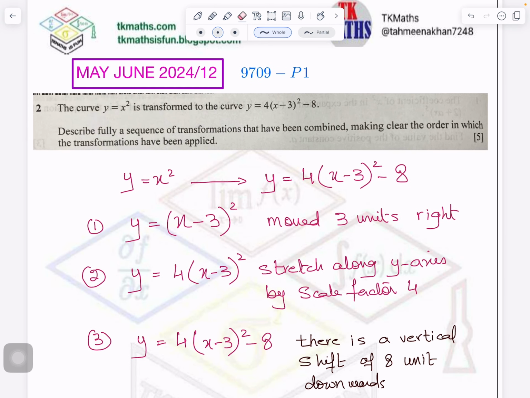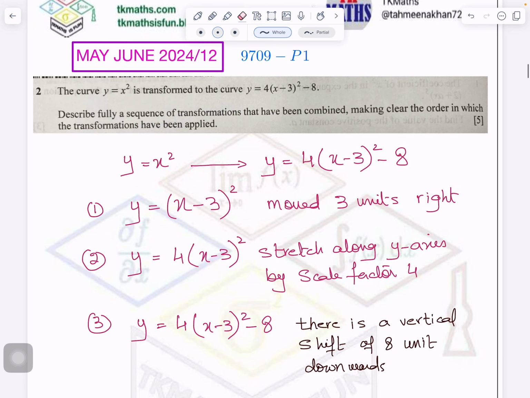Now question number 2. The curve y equals x square is transformed to the curve y equals 4 times (x minus 3) square minus 8. You have to describe fully a sequence of transformations. So 5 marks. Distribution of marks we'll see in the marking scheme.